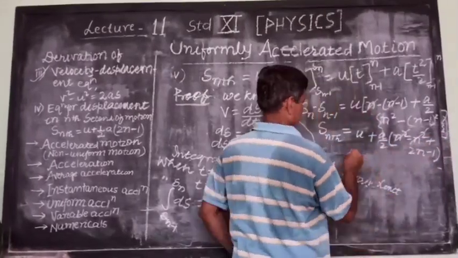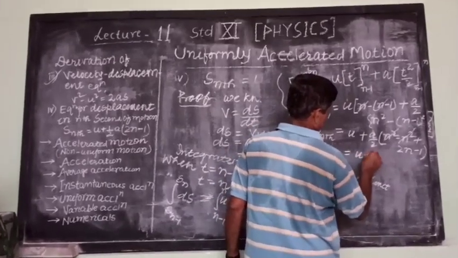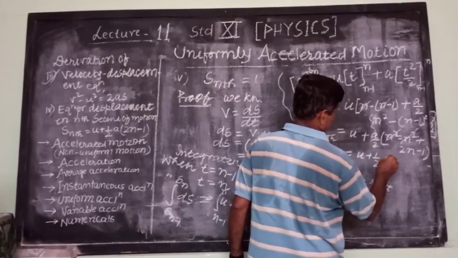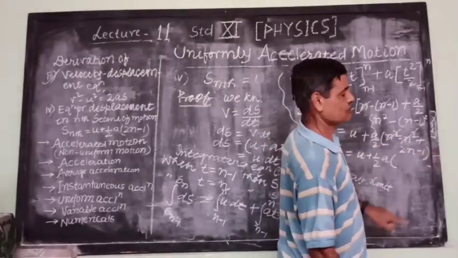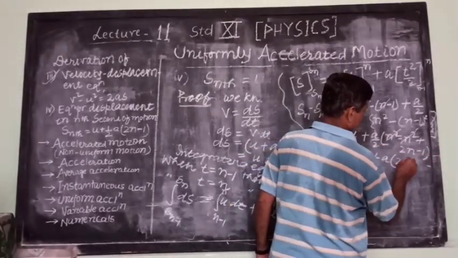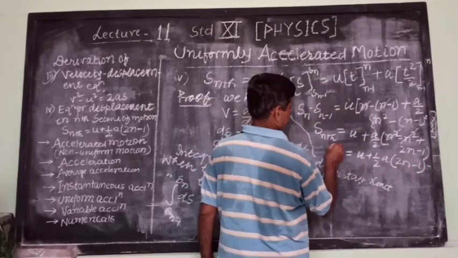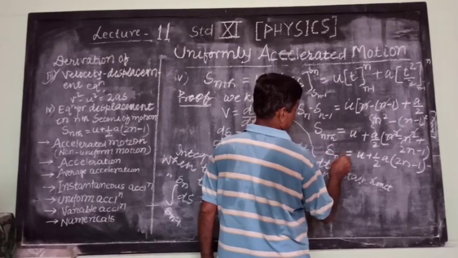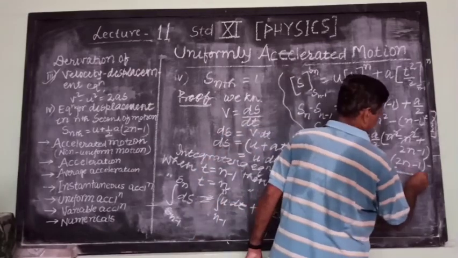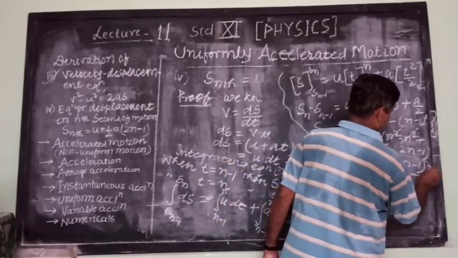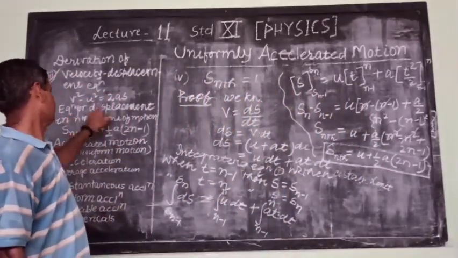Now we will get the conclusion of the result. u plus half a and within bracket 2n minus 1. This is the final result for the displacement in nth second. If you desire, you can note this equation. That was our fourth equation.